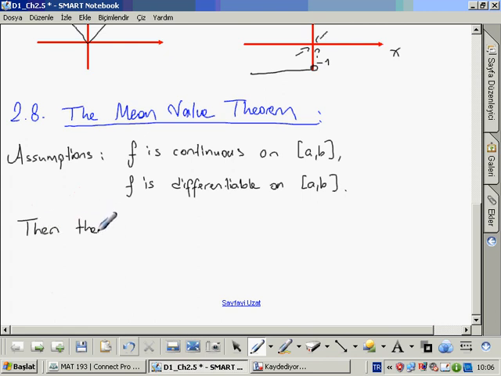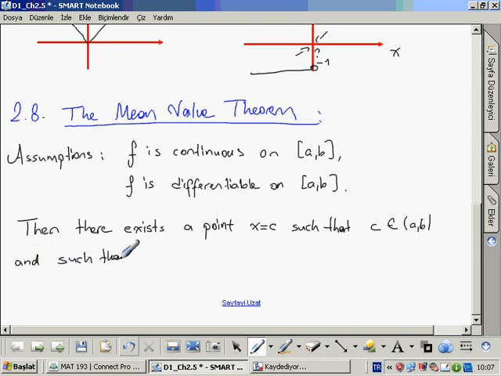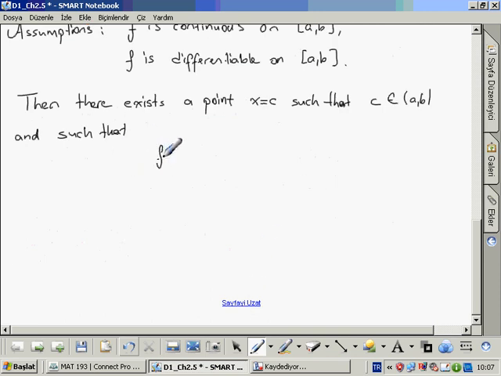Then there exists a point x equals c, such that c is an element of the open interval a comma b, and such that f of b minus f of a over b minus a equals f prime of c.